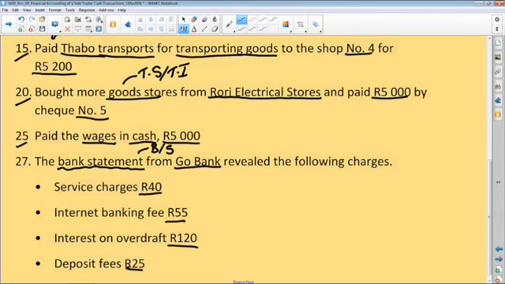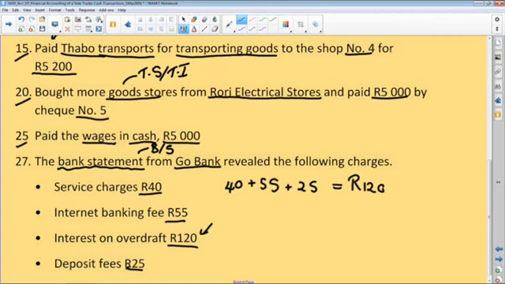We revealed the following charges. Now remember, this is a bank charge. So 40 Rand is a bank charge. Internet banking fee will be a bank charge. And your deposit fee will be a bank charge. So these bank charges, if you add them up, you will see it's 120. Why didn't I add the interest on overdraft? That is not a bank charge.